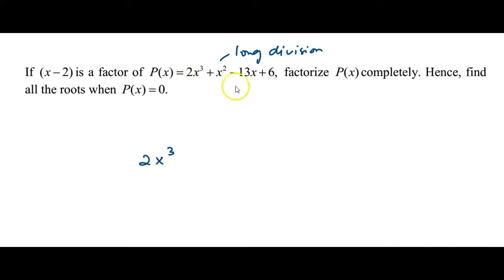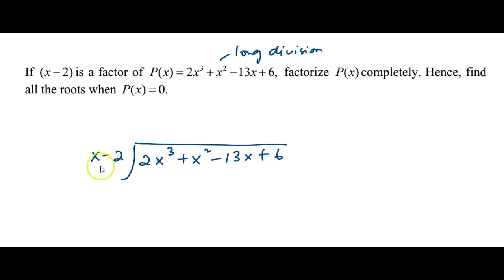So how do I use this long division? I'm going to write my cubic expression, and this is divided by x minus 2. This is my first factor, which is my divisor now. So now I'm going to divide this cubic expression by x minus 2. So how do we do the division? I'm going to focus on the first term inside my cubic expression and the first term of my divisor.